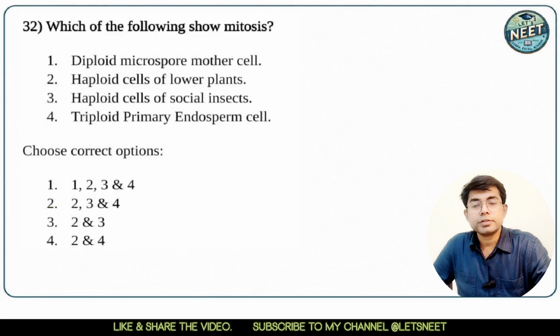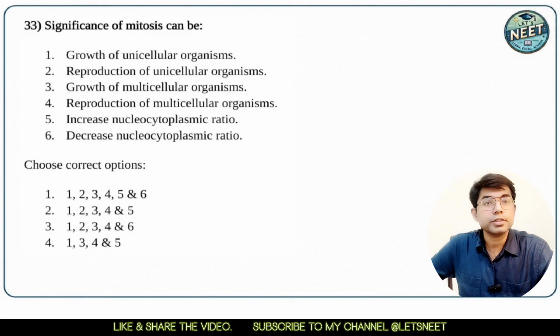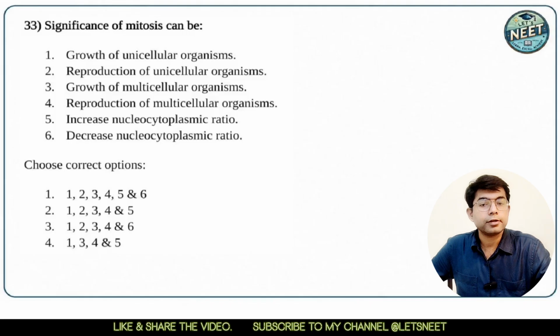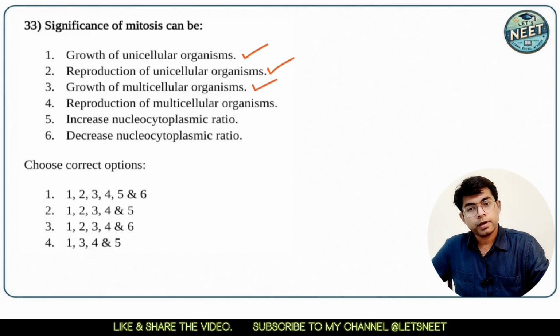Next, significance of mitosis can be. So here it is significance. Mitosis helps in growth of unicellular organisms, correct? Reproduction of unicellular organisms. This is also correct. Growth of multicellular organisms, correct? Reproduction of multicellular organisms, correct?